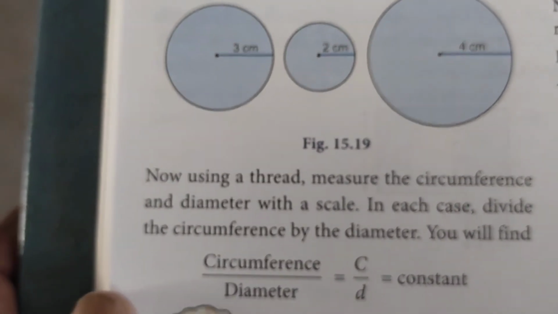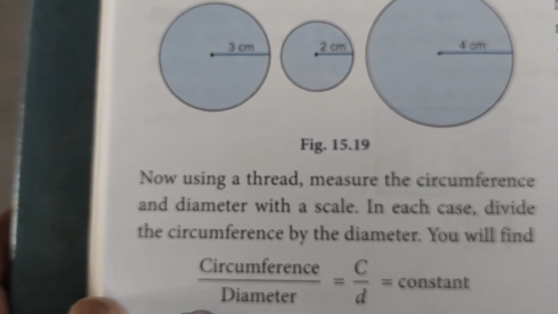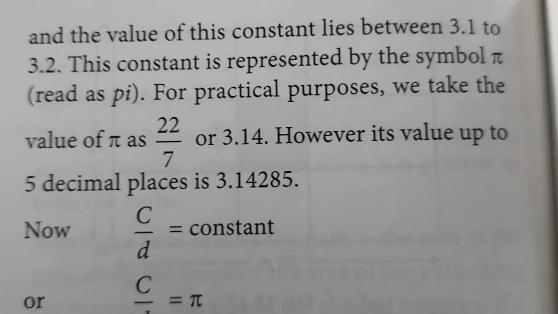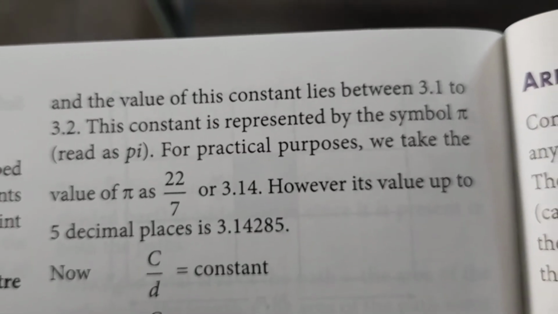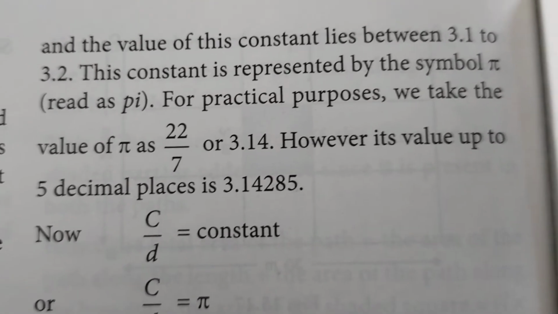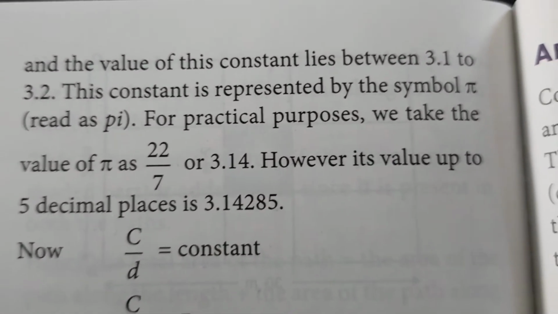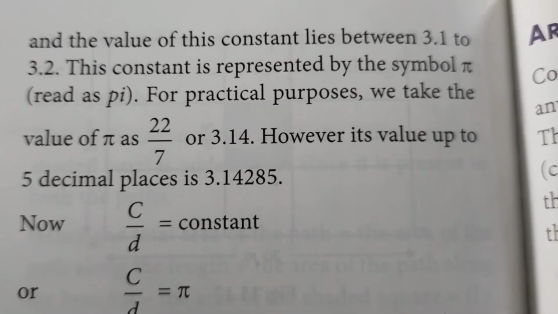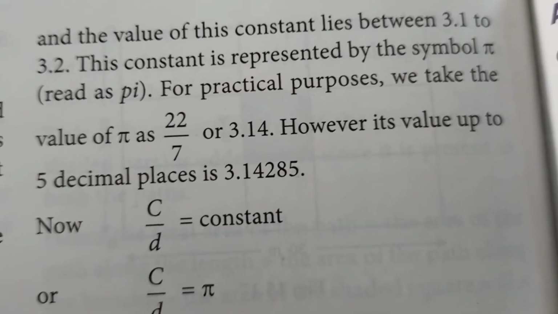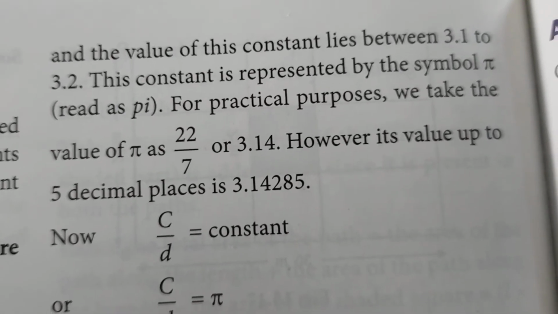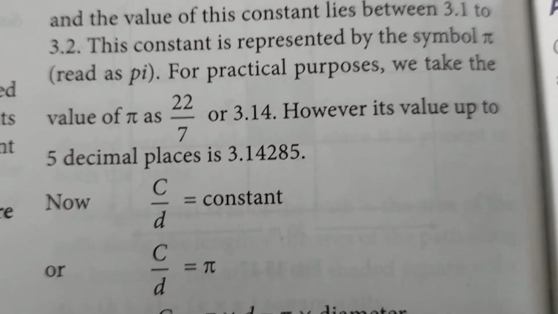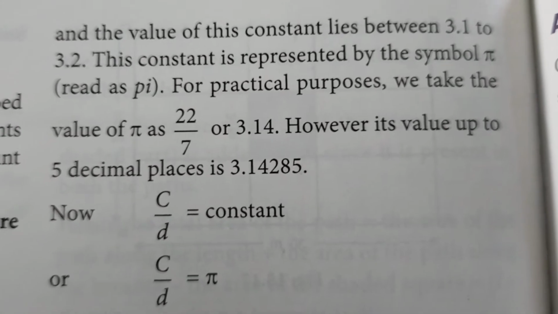There is a constant value which we call pi. And the value of this constant lies between 3.1 and 3.2. This constant is represented by the symbol pi, read as pi. For practical purposes, we take the value of pi as 22 by 7 or approximately 3.14. However, its value up to 5 decimal places is given. So C by D is equal to a constant, where C by D is equal to pi.